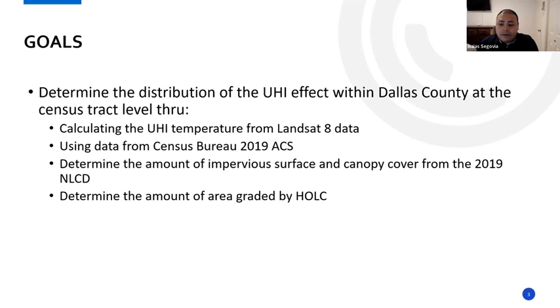To achieve this goal, the UHI was calculated from the Landsat 8 data. The demographic and socioeconomic data came from the US Census Bureau 2019 American Community Survey. The amount of impervious surface and canopy cover came from the 2019 National Land Cover Database, and the amount of area graded by the Homeowners Loan Corporation was also calculated for each census tract.